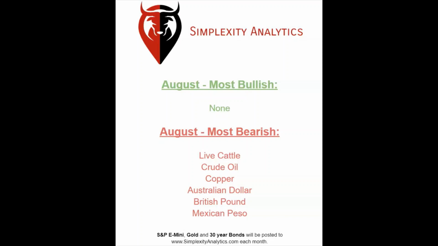This month we don't have any commodities that are the most bullish, but we do have 6 that are the most bearish, and that's the live cattle, crude oil, copper. We have 3 currencies, the Australian dollar, the British pound, and the Mexican peso. This month we're going to cover the live cattle market, British pound, and every month we do the S&P E-minis, and then gold and bonds will also be available on our website.